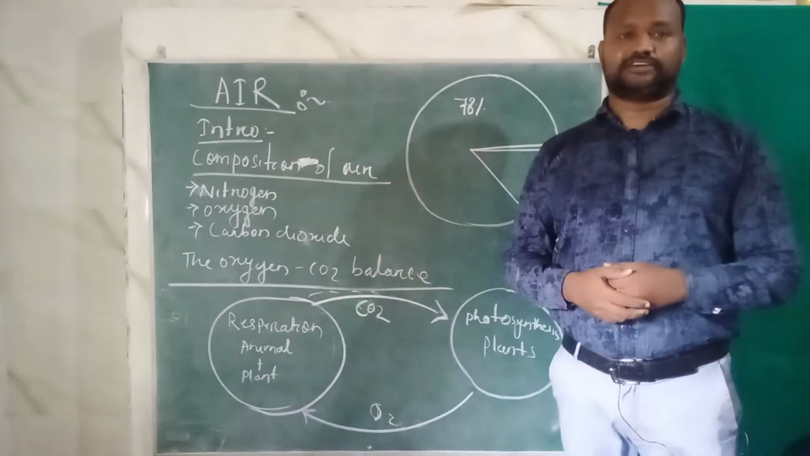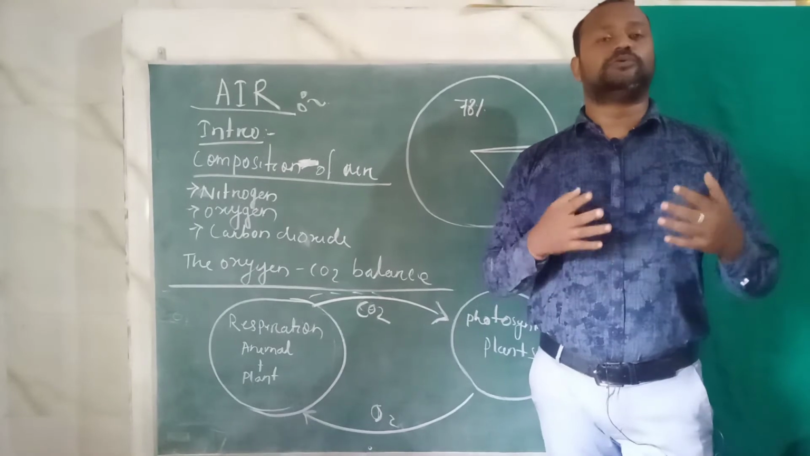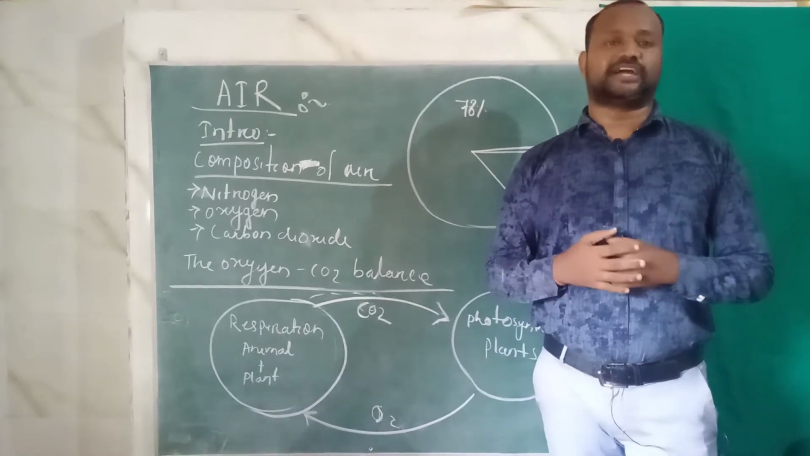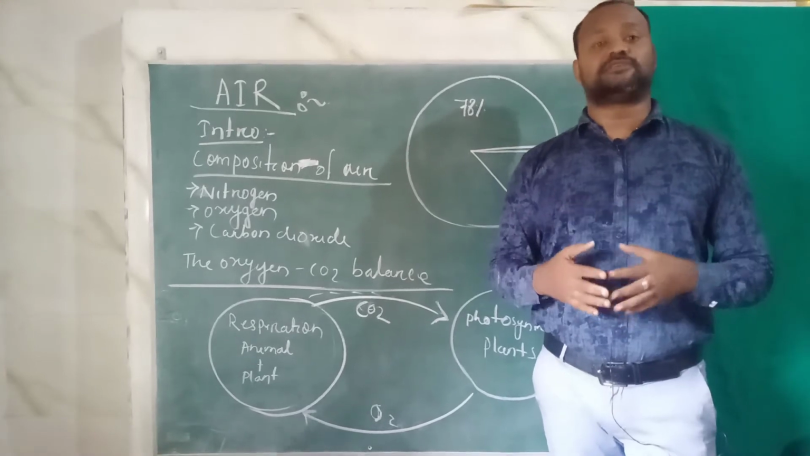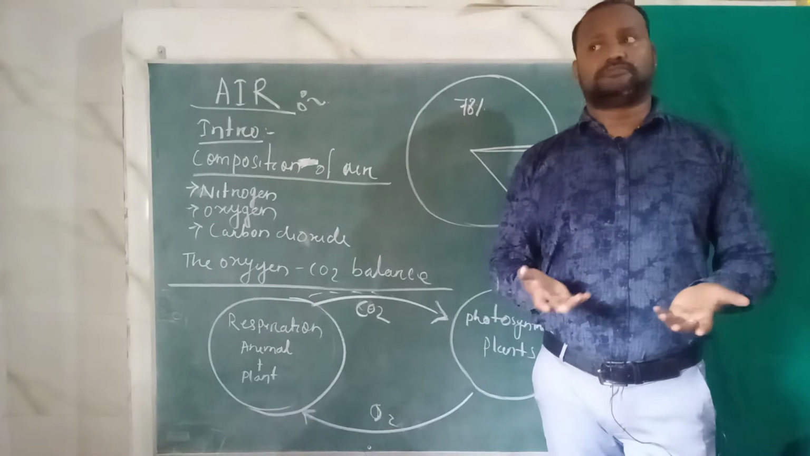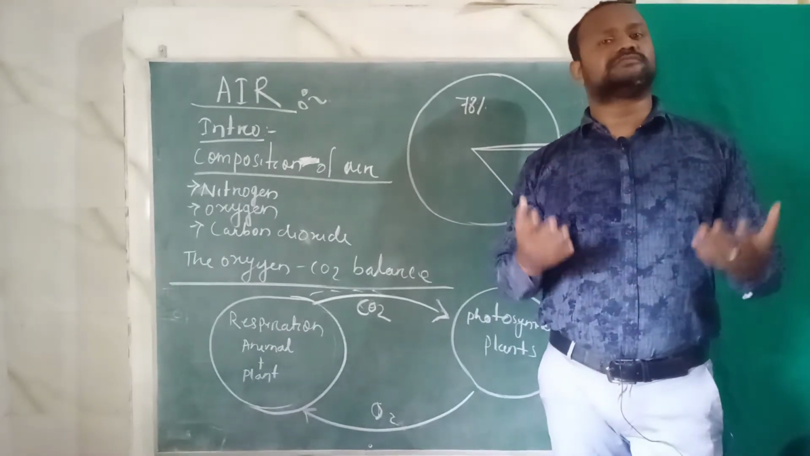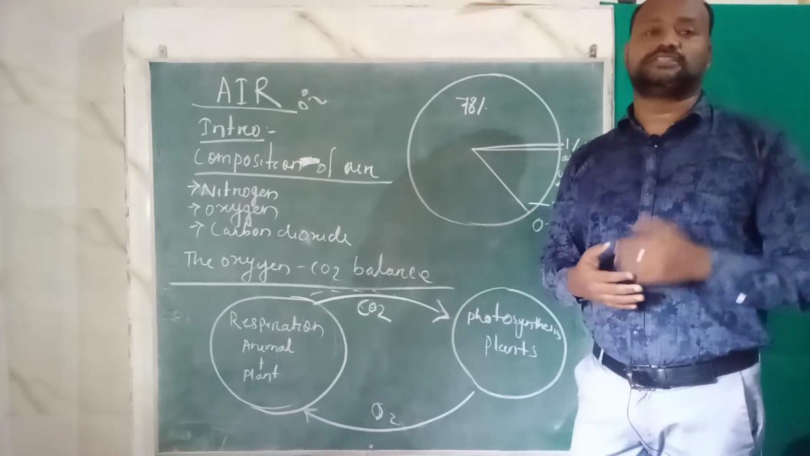The composition of air. The air of our earth's surface is mostly composed of various kinds of gases like oxygen, nitrogen, hydrogen, helium, neon, xenon, and water vapor, dust particles. Many things are there. But let's discuss what its composition is.